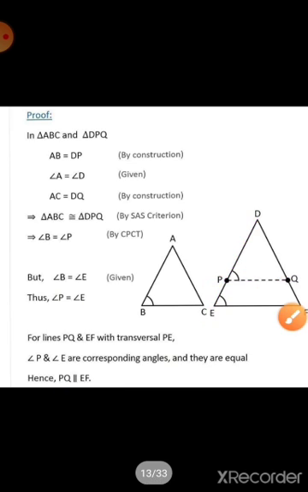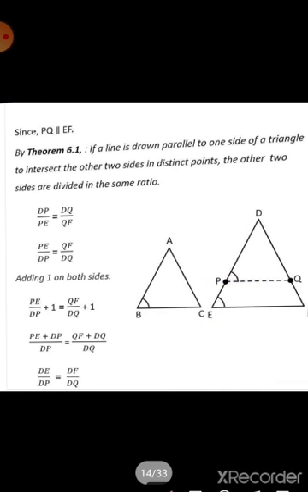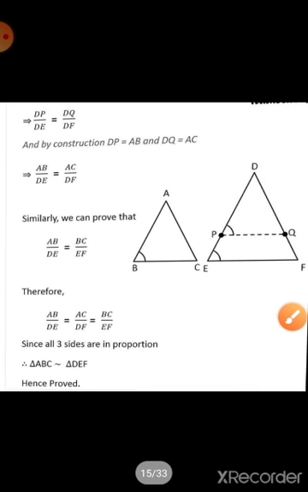Now, if PQ is parallel to EF, by Thales theorem, if a line is drawn parallel to one side of a triangle, it divides the other two sides in the same ratio. DP by PE is equal to DQ by QF. Here, take the reciprocals of these two ratios: PE by DP is equal to QF by DQ. Add 1 on both sides. Then we will get DE by DP is equal to DF by DQ. From this, and by construction, what can you say? What is the construction we have taken?